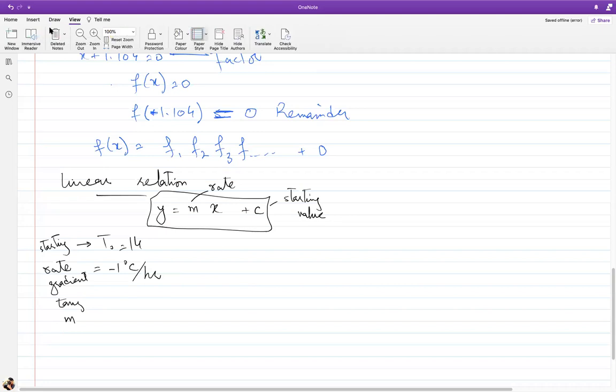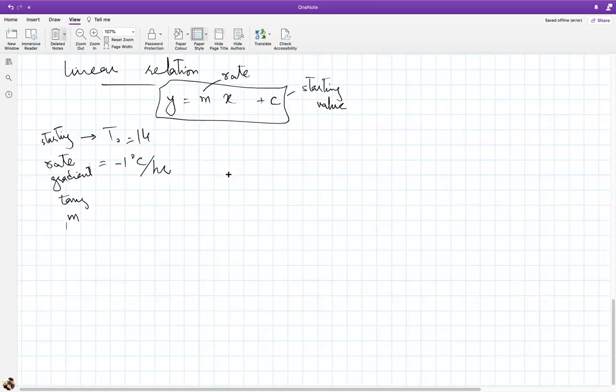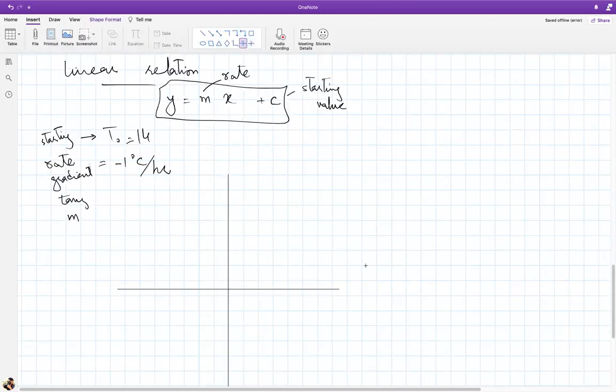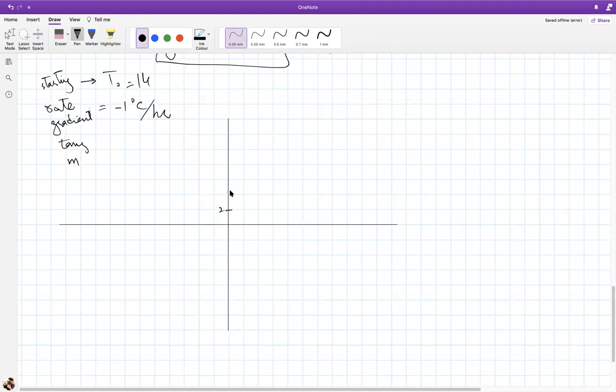So let me make a graph paper here. All right, so we have one. And let me put the x-axis and y-axis there. Okay. All right, so let me just put the numbers in there. Okay, so I was saying that right now when time is 0, temperature is 14, right? So I put it here.